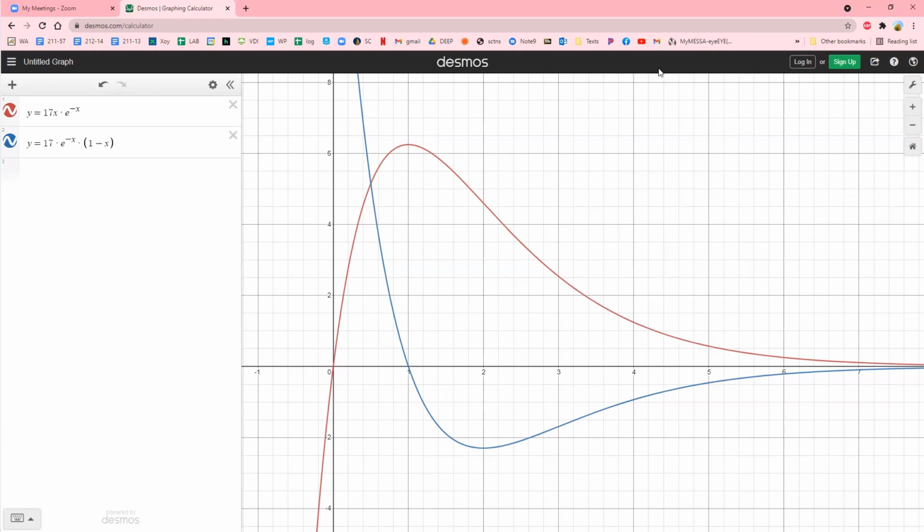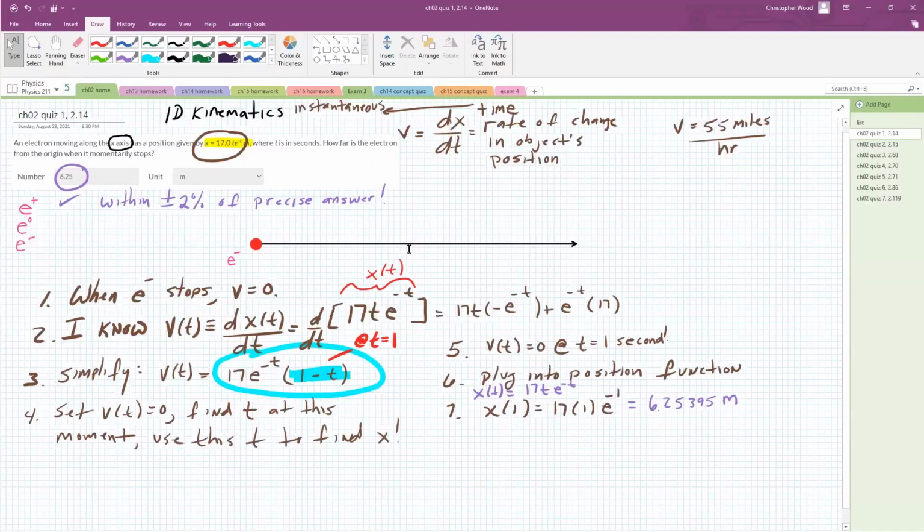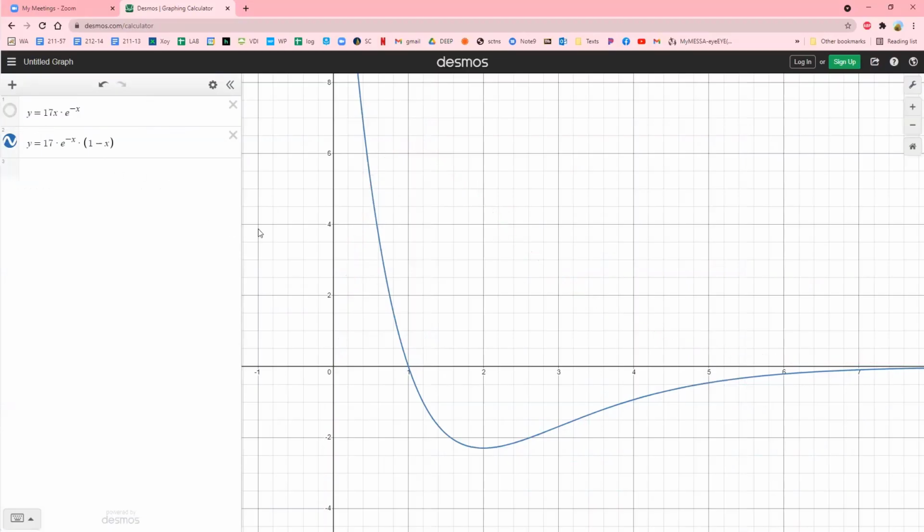So now, if you remember, we basically said, when does this velocity equal zero? Because that's when it momentarily stops. So you can see right here, this blue plot is my velocity function. And sure enough, if you trace this curve all the way down to when it equals zero, right there, look at that. This is basically saying at time equals 1 second, my velocity is zero, which agrees with the math and physics that we just went through.